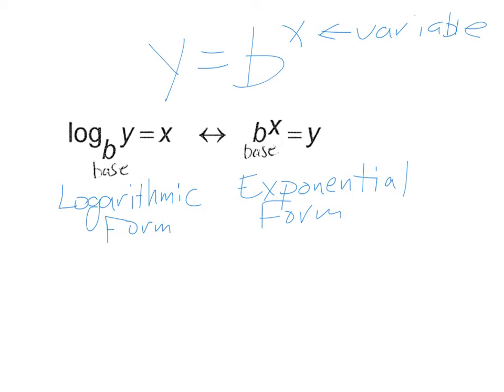So we first need to be able to transfer back and forth between logarithmic form and exponential form. Notice that the b in both forms is the base. Log has a base, and then a number with an exponent has a base. And so that's the same number. And then also notice that the x and the y switch sides from one form to the other.